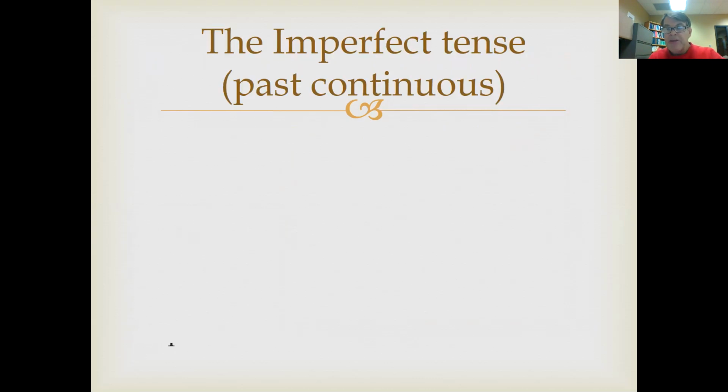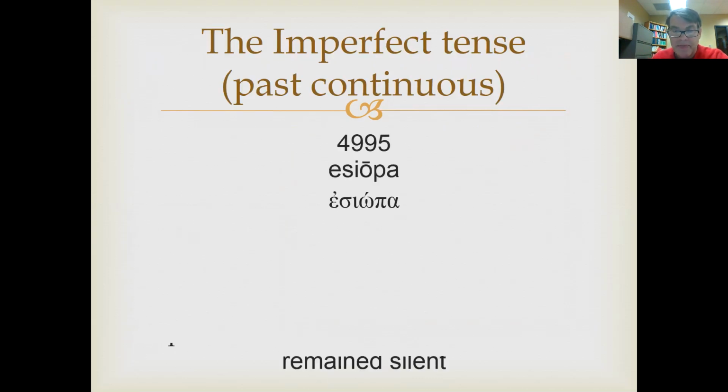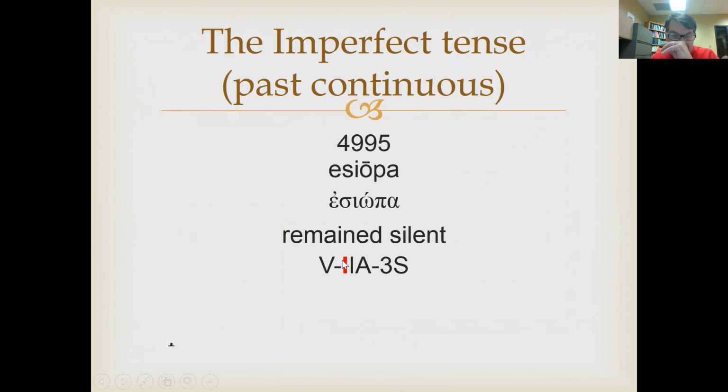Okay, the imperfect tense is past continuous, and so it's going to have an iota verb, and the iota indicates it's imperfect, indicative, active, third, singular. So was being silent, or the passive would be was. Actually, that particular verb probably doesn't go into the passive. But if you say I was loosing, that would be imperfect active. I was being loosed would be imperfect passive. Okay, so you see, past continuous action is what the imperfect tense means.